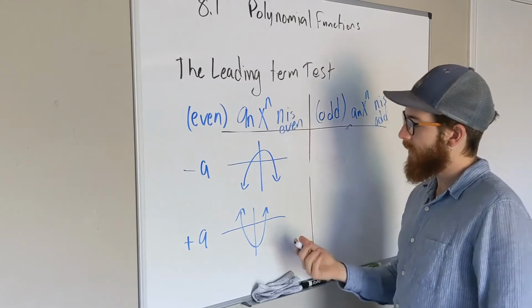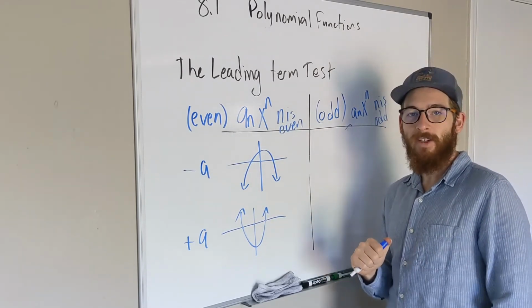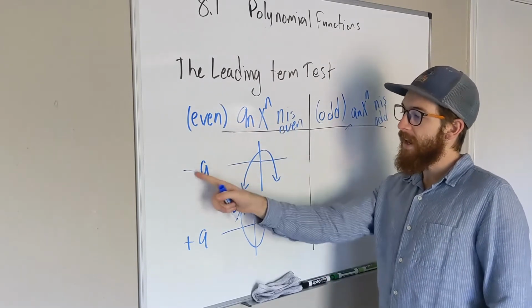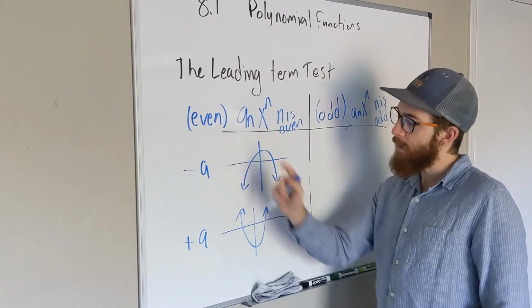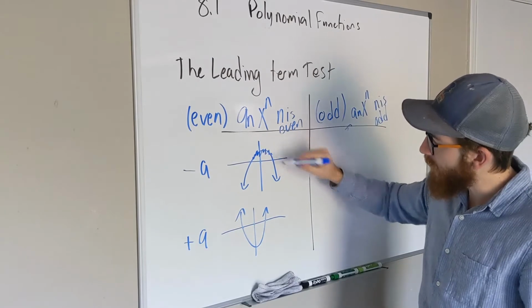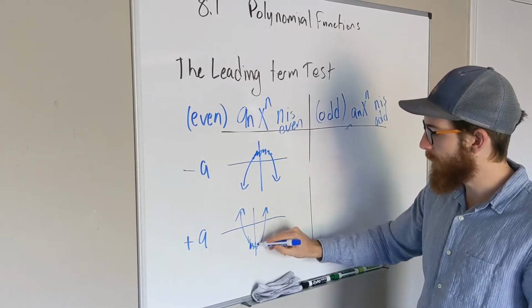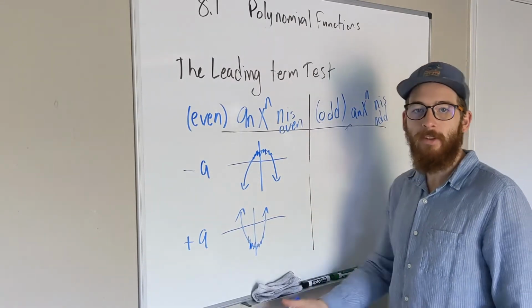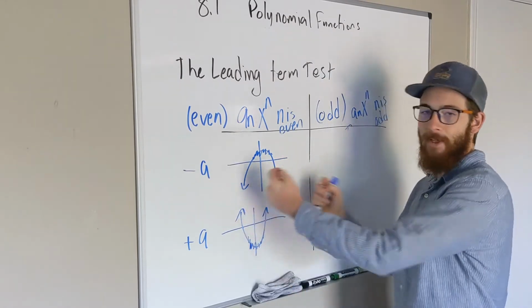So n being even gives us that both ends point the same direction. A being negative means they both point down. A being positive means they both point up. Now, you could have a bunch of different jagged pieces in the middle. The middle doesn't matter. We're just talking about the end pieces.